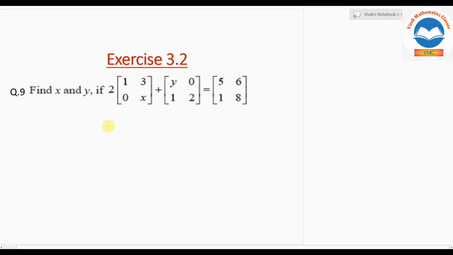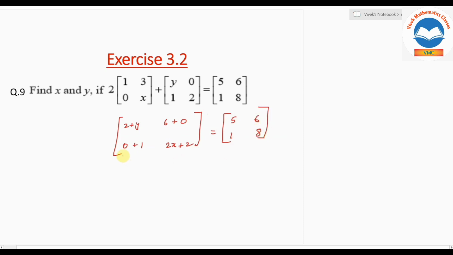Okay. So on the left side, what will we get? First we will multiply by 2 and then add. So 2 into 1 will be 2 plus y. And here we will get 2 into 3 will be 6 plus 0. And next, 2 into 0 will be 0 plus 1. And next, 2 into x will be 2x plus 2. And this will be equal to this matrix 5, 6, 1, 8.